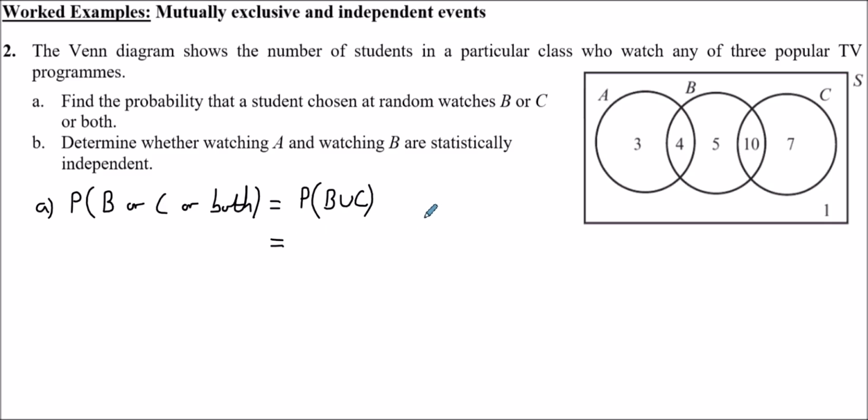So we need to work out here how many students there are in total. So in this total diagram, we've got 3 plus 4 plus 5 plus 10 plus 7 plus 1. So the total number of students in this case is 30. Double check on your calculator if you want to, but there should be 30 students here.